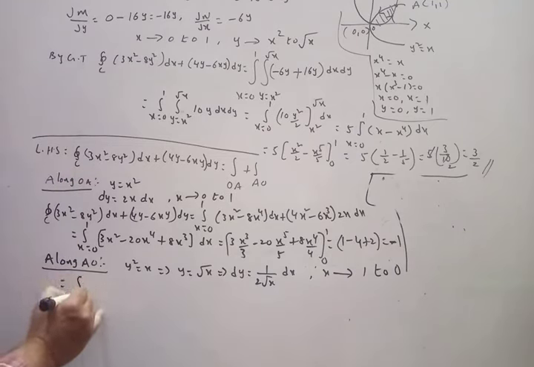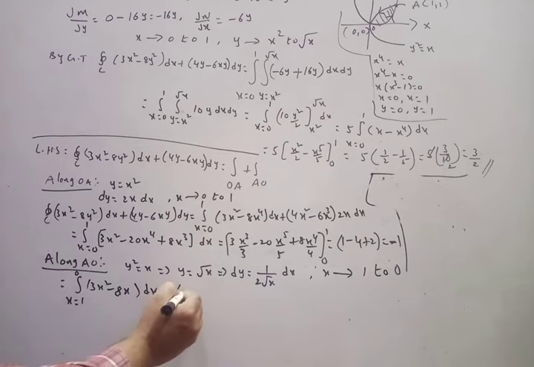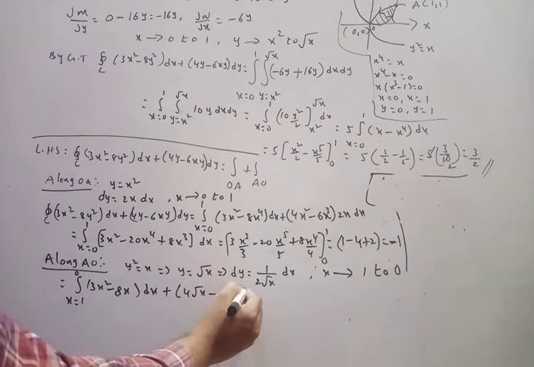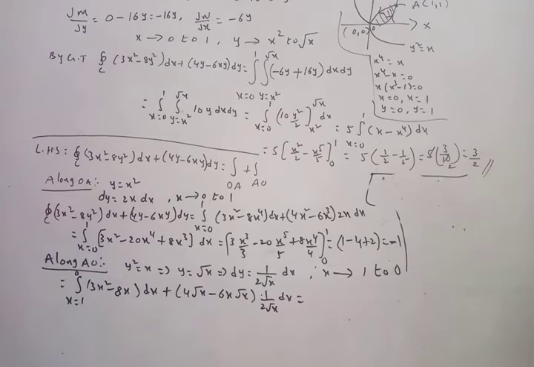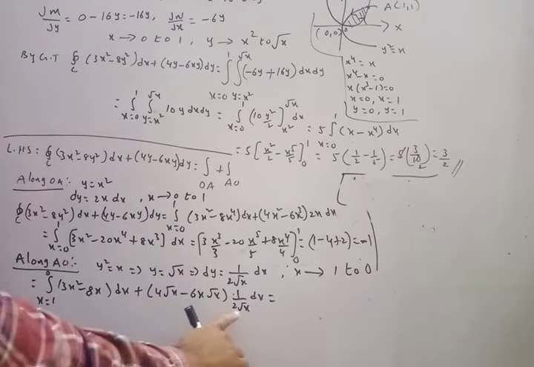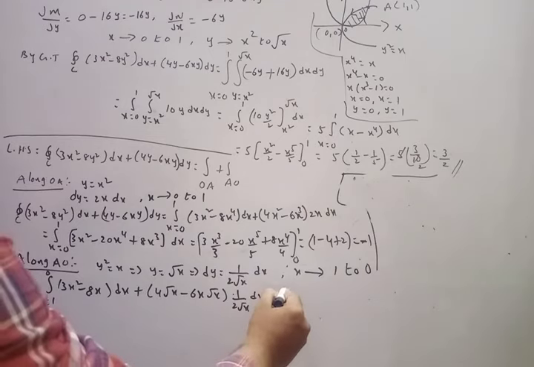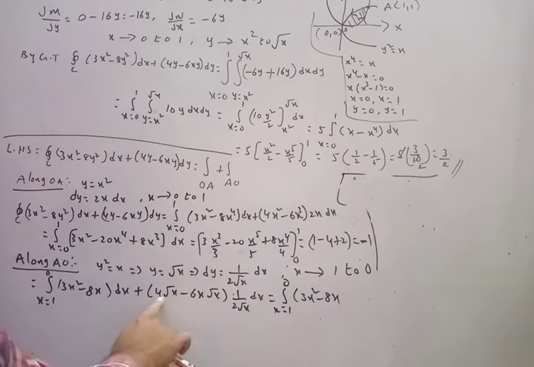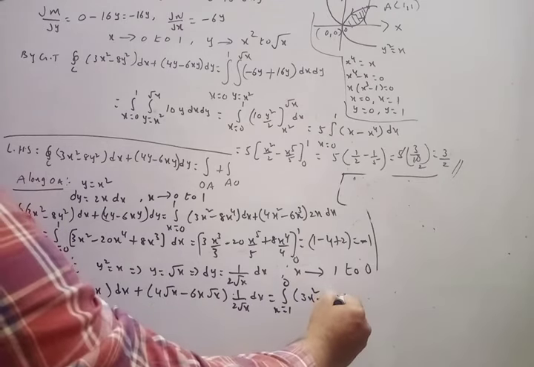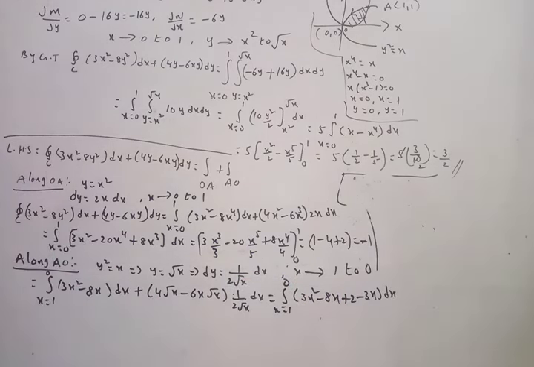So substitute, this is equal to circle integral C, x is equal to 1 to 0, 3x square minus 8y square. y square is what? x, no? y square is x, dx plus 4y, y is root x, minus 6x, y is root x, into dy. dy is 1 by 2 root x dx. So therefore, here 2 root x is common, 2 root x, 2 root x get cancelled over here. So what I get here? x is equal to 1 to 0, 3x square minus 8x, 2 root x divided by 4 root x divided by 2 root x, 2 we get, plus 2 minus 3x we get, into dx.